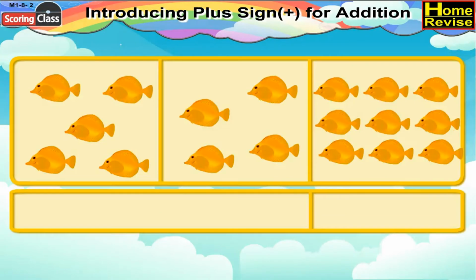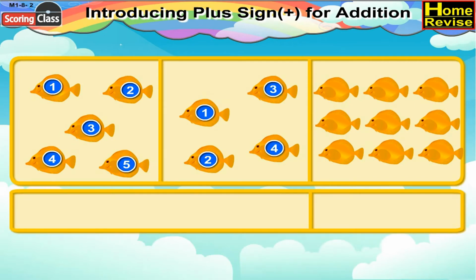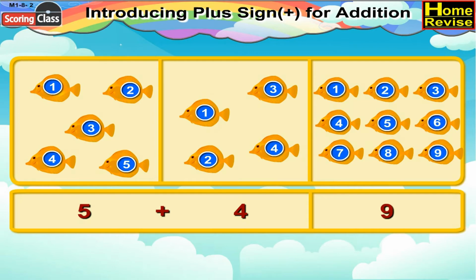Now here we have 1, 2, 3, 4, 5 fish. And here we have 1, 2, 3, 4 fish. Now 5 plus 4 is equal to, right, 9 fish.